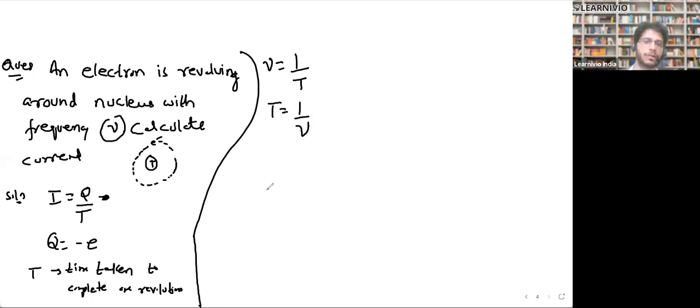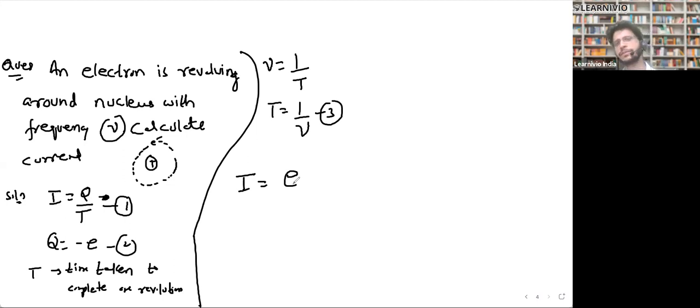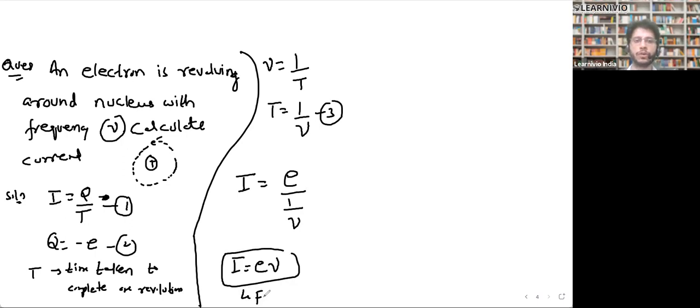Substitute it here. So I call this the first equation, this the second equation, this the third equation. When I substitute, instead of charge, I'm writing E. I'm not writing the negative sign. We're just calculating the magnitude. And the time is 1 by frequency. So frequency will go to numerator and you will get I is equal to E nu. So this is the current for one revolution.